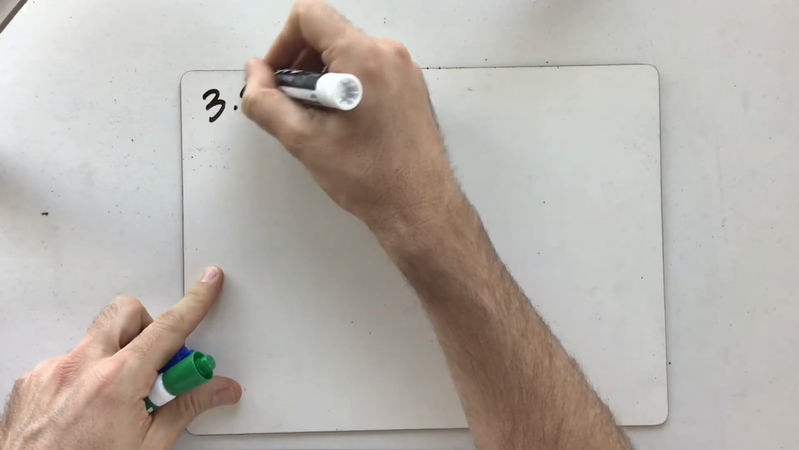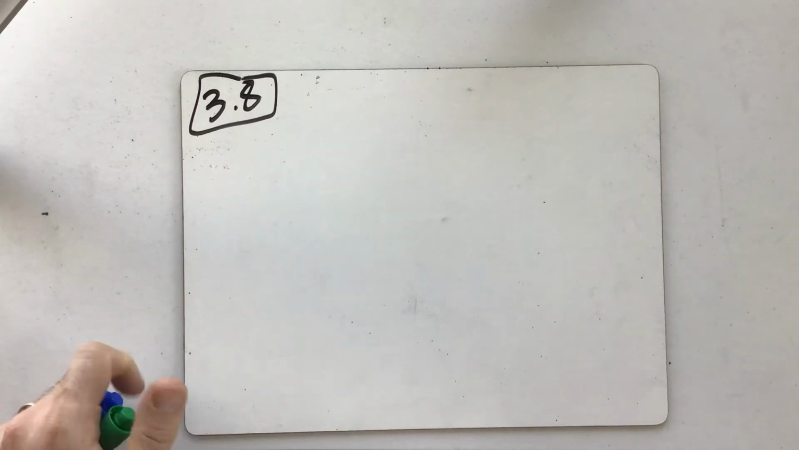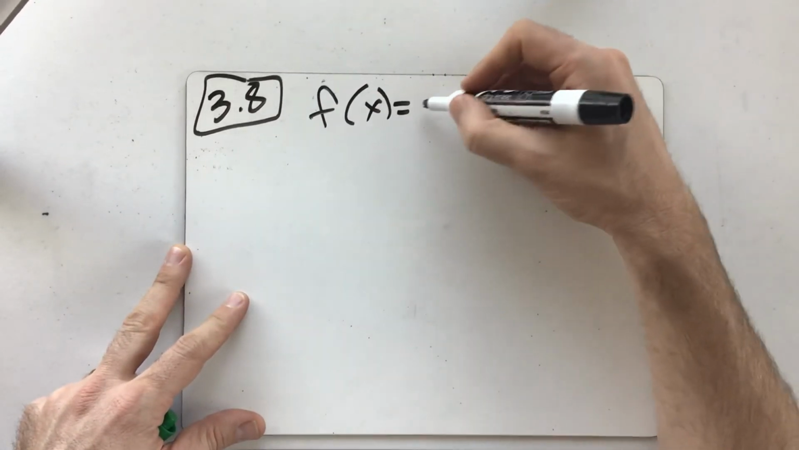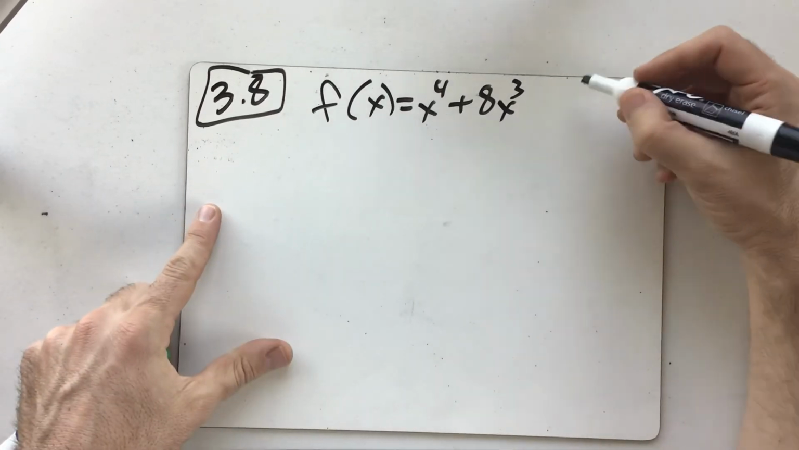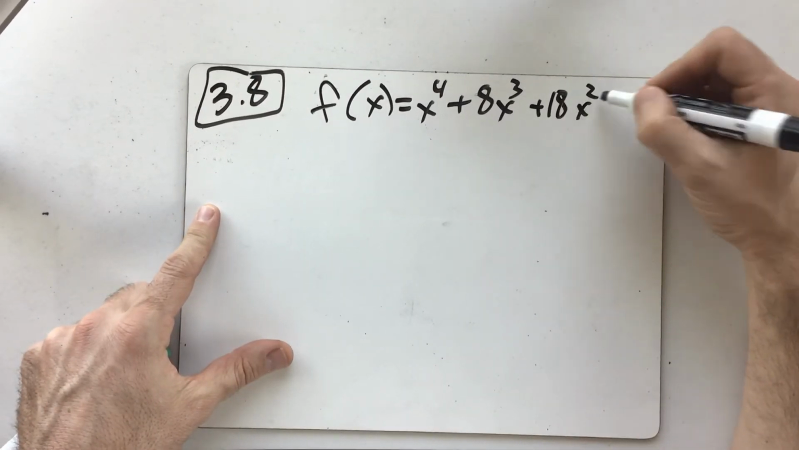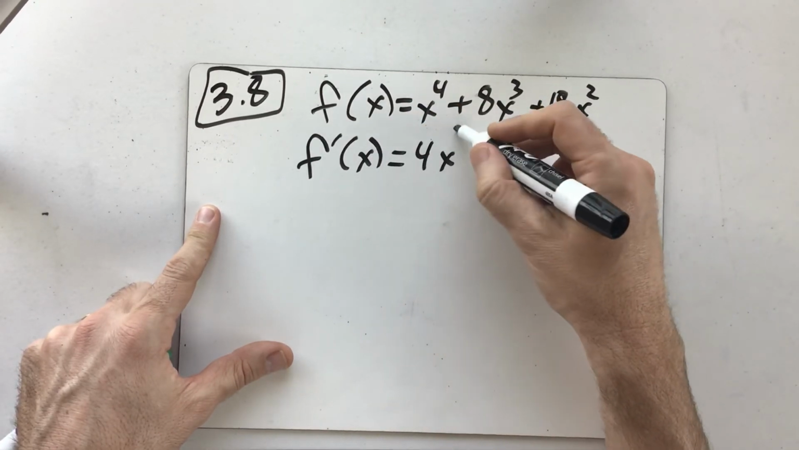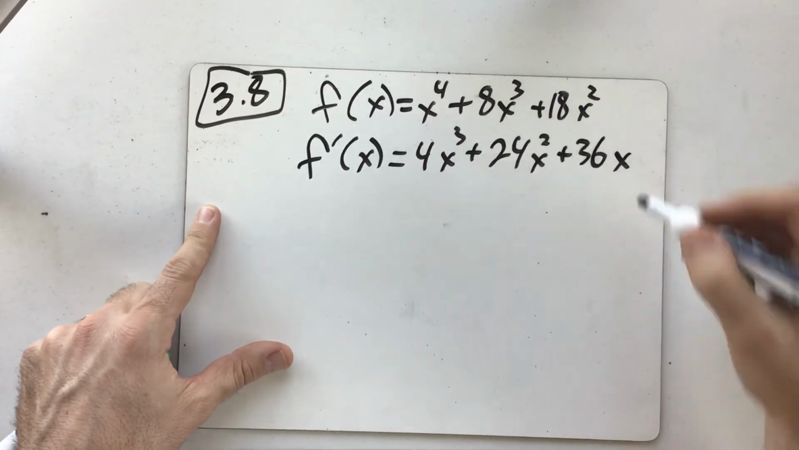Okay. So we're on exercise 3.8, which is revisiting an equation that we saw earlier, the exercise 3.6 equation. Our function was f of x equals x to the fourth plus 8x cubed plus 18x squared. And last time we used the first derivative, which was 4x cubed plus 24x squared plus 36x.